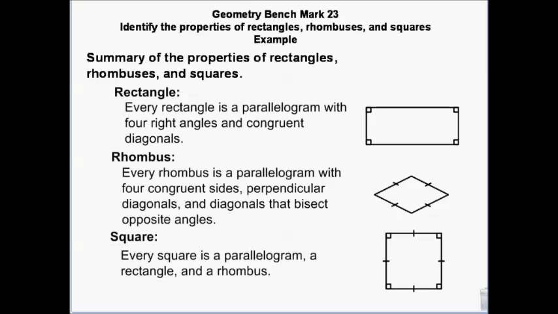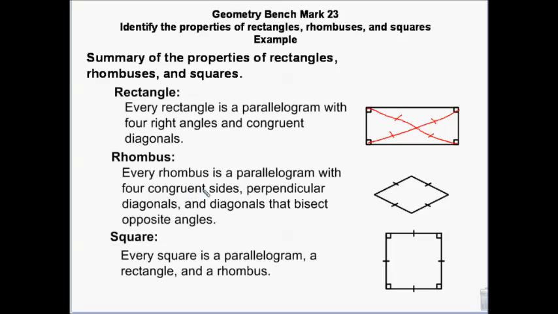All right. Here is a summary of the properties. Every rectangle is a parallelogram with four right angles and congruent diagonals. Okay. We also know that with a parallelogram, the diagonals bisect each other, which means that all four of these lengths in a rectangle are the same.